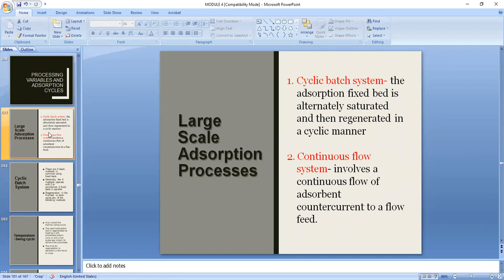For continuous flow systems, this involves a continuous flow of adsorbent countercurrent to the flow of the feed. In this case, in the continuous flow system, your adsorbent bed and your fluid to be processed flow countercurrent to each other continuously. Okay? Continuous flow of adsorbent which flows countercurrent to your feed. So this is in the case of large-scale adsorption processes. So the batch system uses the saturation regeneration cycle.